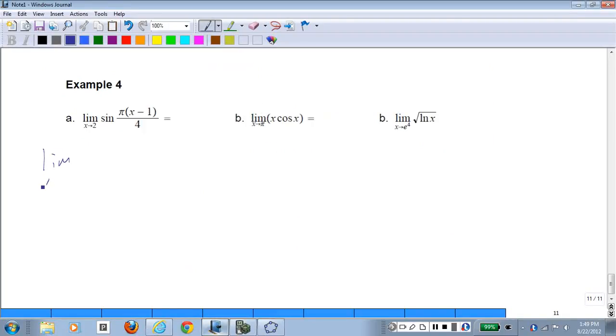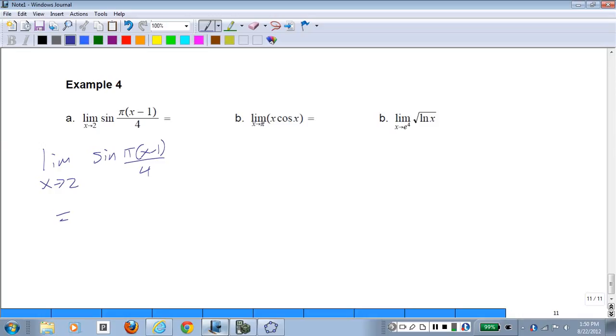The limit as x approaches 2 of the sine of pi times x minus 1 over 4 is going to be, well, we could look at this as a composition of functions, but basically we have a polynomial function, pi times x minus 1 over 4, and then we have the sine function that's composed with that.